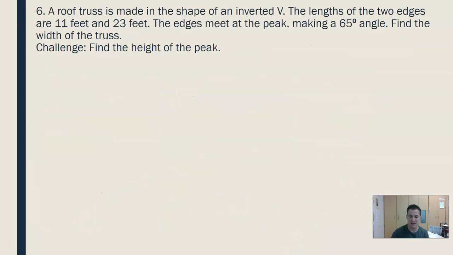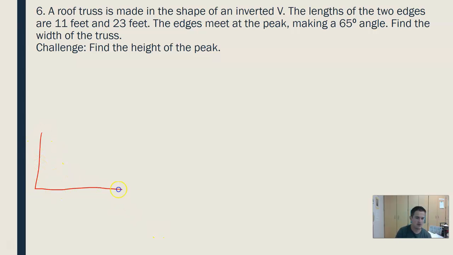Okay, let's do another example. This is number 6 on your homework, it says a roof truss is made in the shape of approximately an inverted V. The lengths of the two edges are 11 feet and 23 feet. The edges meet at the peak, making a 65-degree angle. Find the width of the truss.